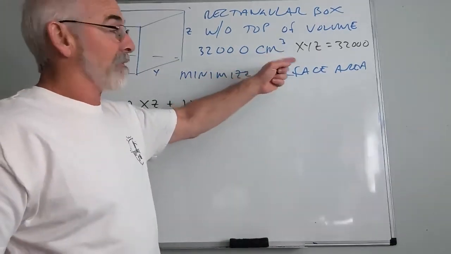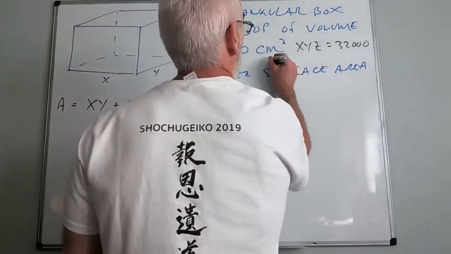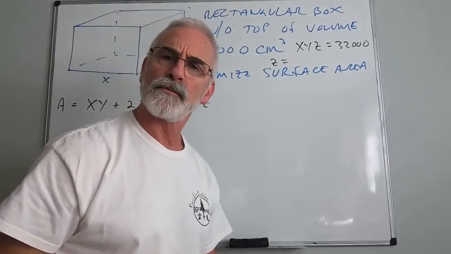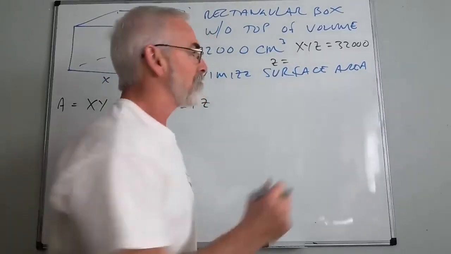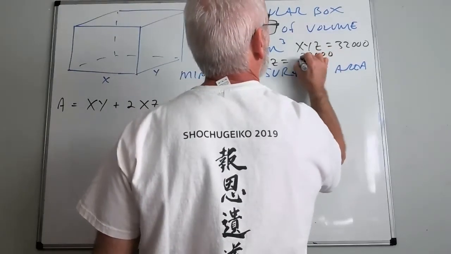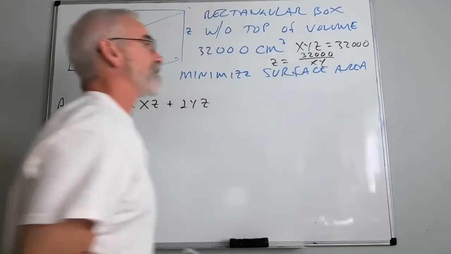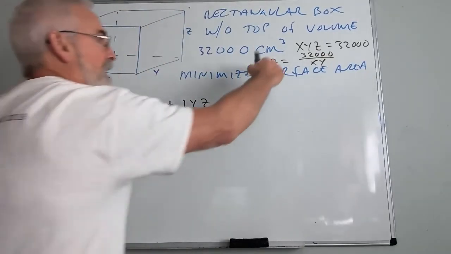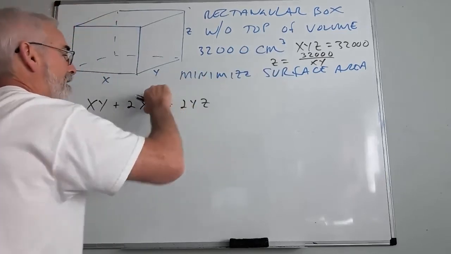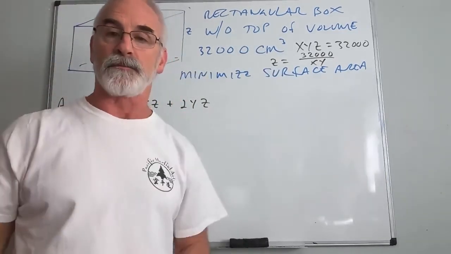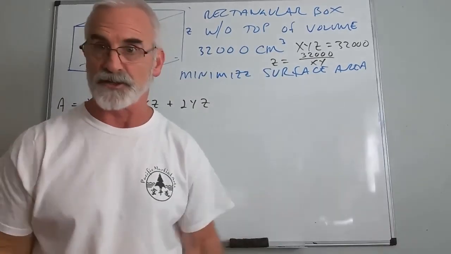Z equals 32,000 divided by XY. I like that. By the way, would it have mattered which one I picked? No. I think the funny thing is, I think all of us would have probably made that choice eventually, but it actually does not matter. Now, why do I want to do this? Because when I substitute back in, now I will have a function of only two variables, and now we can use the math we just learned using the Hessian and all that.